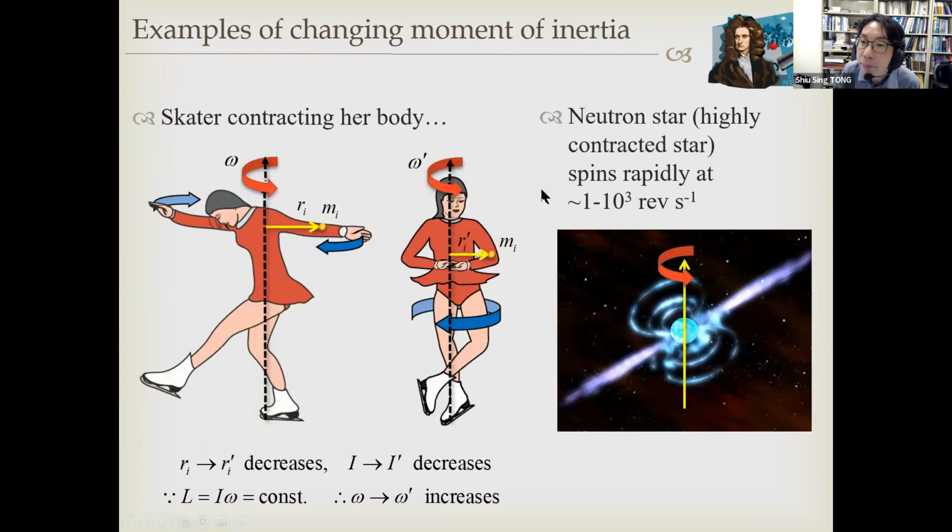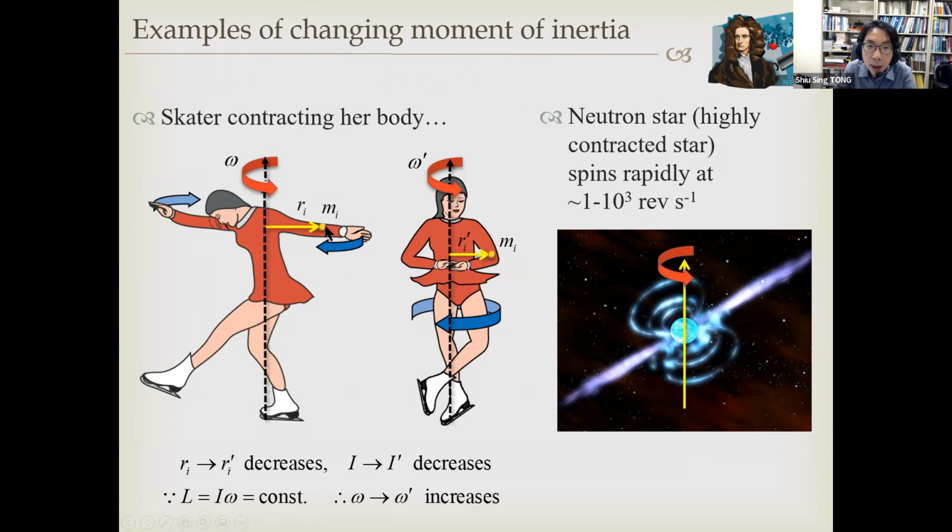Now let's have some examples for you. This is a daily life example. You see a skater, when she contracts her body, she will be spinning faster and faster. This is commonly seen in many skating competitions, and you can see the skater skating beautifully, rotating beautifully, and when she contracts her arms or her legs, she will be getting faster and faster. That is a very interesting thing to see. I will let you see the video in a moment. Now let's see why this is so.